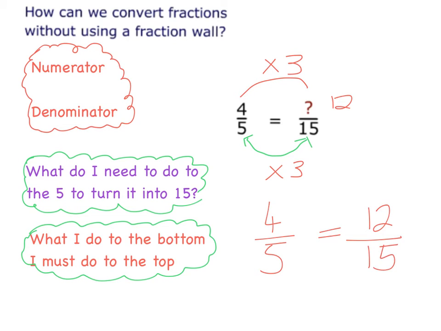And that's how we can solve equivalent fractions without using our fraction wall. We follow these 2 steps. What I do to the bottom, how do I get 5 from a 15? Well, I multiply it by 3. And what I do to the bottom, I must do to the top.